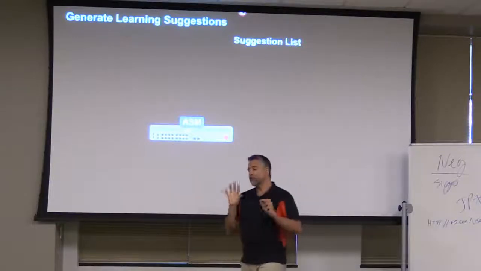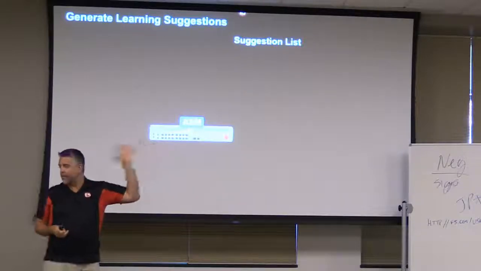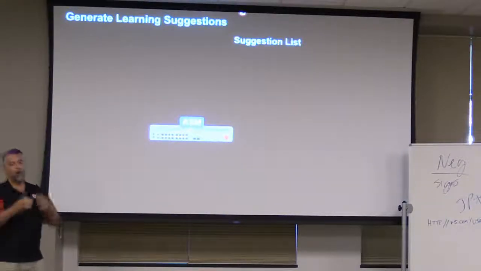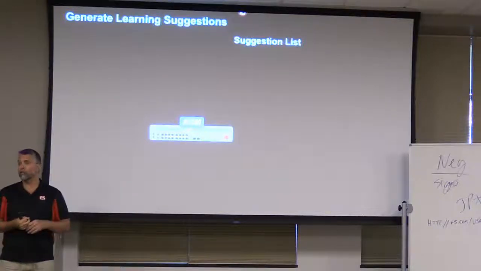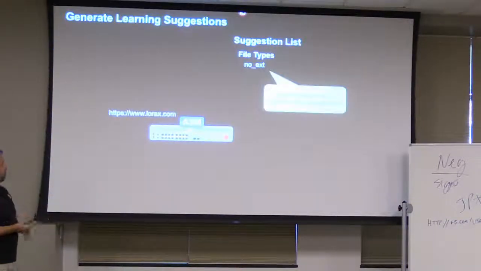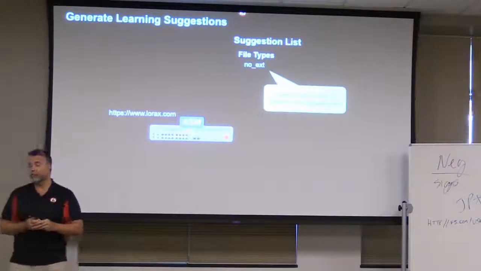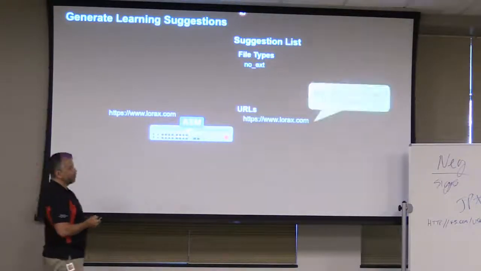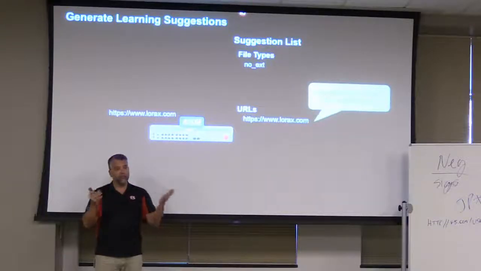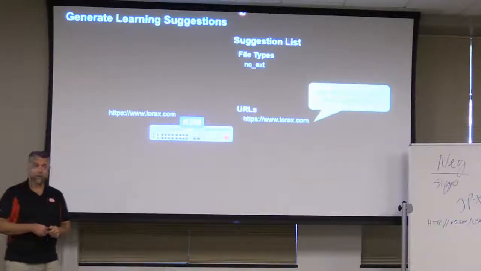To start, I wanted to do just a little bit of review. This is kind of a little bit of a review of what you just did in your last exercise. It's getting the learning suggestions. This is all about generating suggestions on how this policy should be built. So for example, you guys were submitting requests for Lorax.com, and we started getting suggestions. In the file type suggestion list, you had a suggestion for no ext. But we could also have added URL suggestions. I want to see all the URLs. So now we get a suggestion for that URL as well.